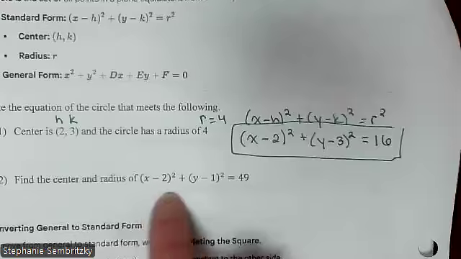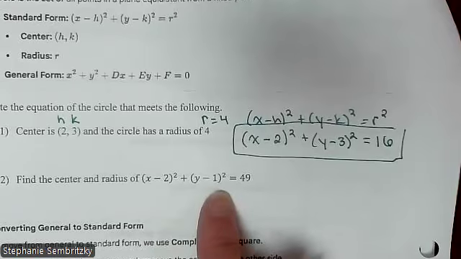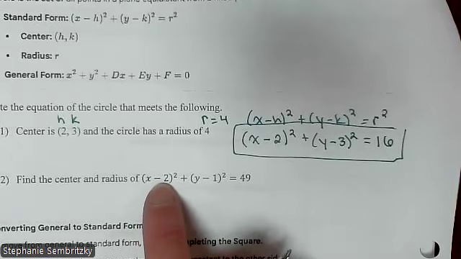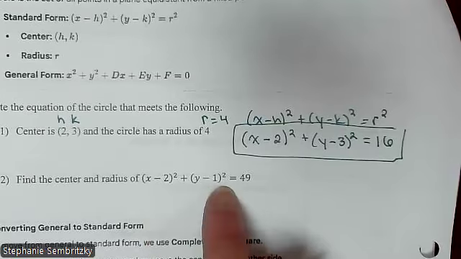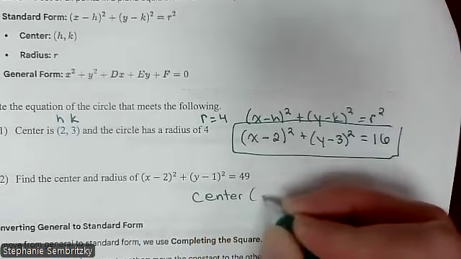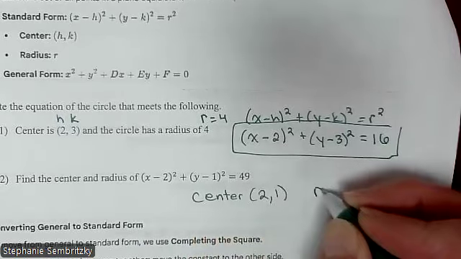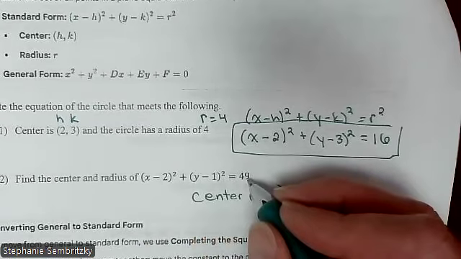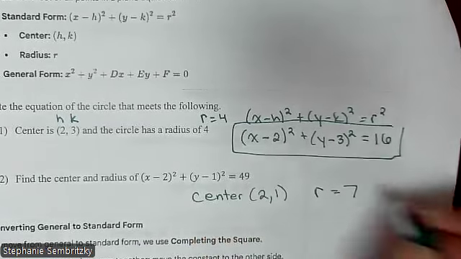Now, what about going backwards? What if I'm given the equation? Well, x minus h, y minus k. That means my h is 2 and my k is 1. So the center is 2, 1. And the radius, that's the radius squared. So my radius is 7.